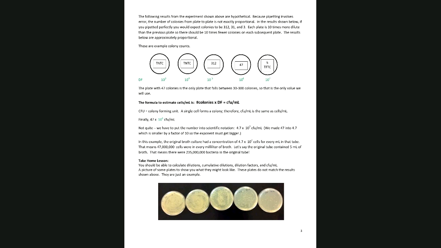So questions? Now's a good time for questions. Here we see some actual plates from the experiment. Again, the first three are TNTC. This plate here is between 30 and 300, and this one is just less than 30, so we don't use it. So only this one. You find the plate that has colonies between 30 and 300, multiply that number of colonies times the dilution factor of that plate, and that gives you CFUs per milliliter. And just make sure to put the number into proper scientific notation.